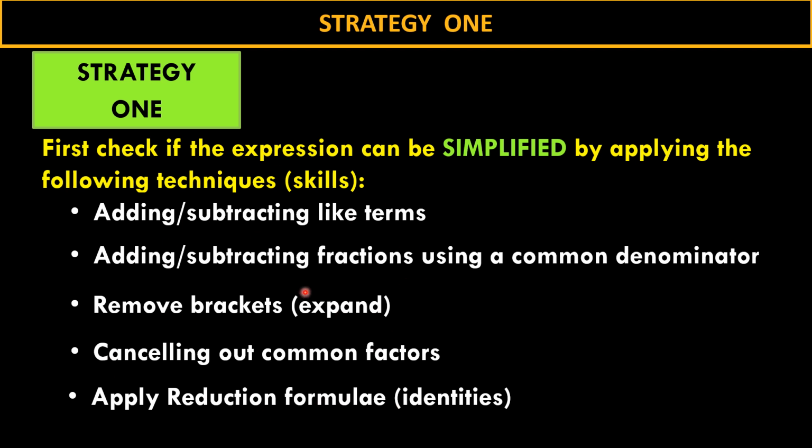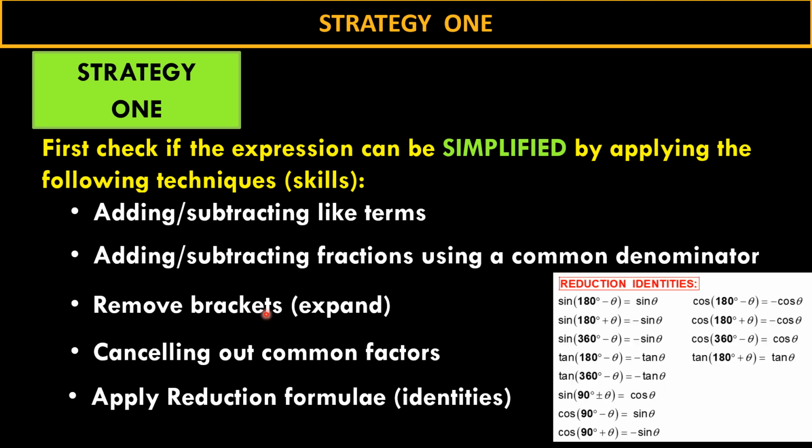So this is what you always try to do first, right? You ask, can I simplify? You ask yourself, are there any like terms? No. Are there fractions? No. Brackets? No. Is there, yes, I can maybe cancel out. Or if you see a reduction formula, try to eliminate the reduction formula immediately, right? So this is what you should give first preference to doing: adding or subtracting like terms, using a common denominator if there are fractions. If there are brackets to be removed, you expand them, and then, after expanding them, maybe you can get like terms again. And if there are things to be cancelled out, cancel out. And if there are reduction formulas, so you always give first preference to these operations here.